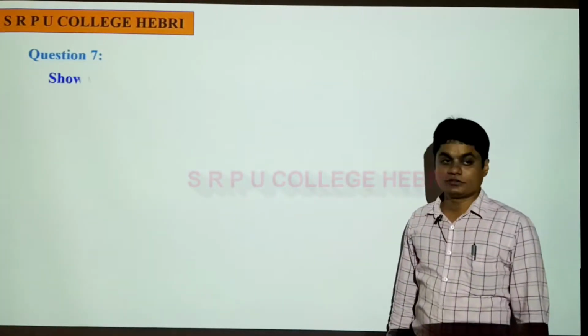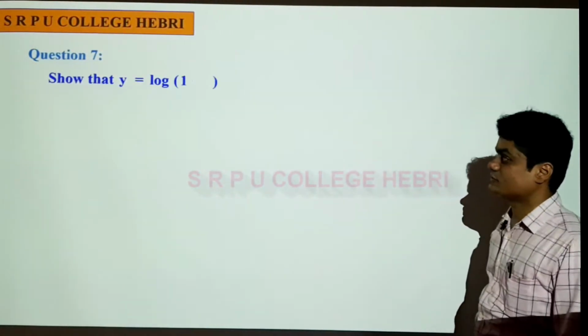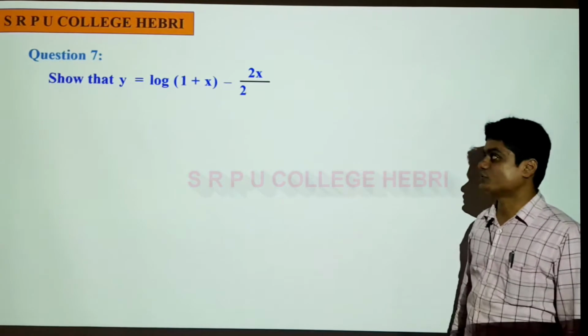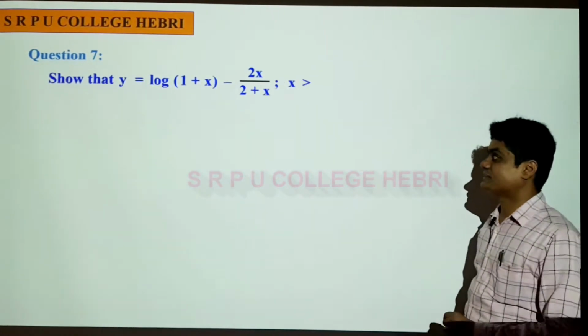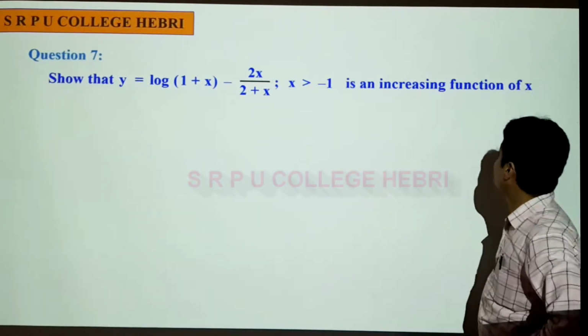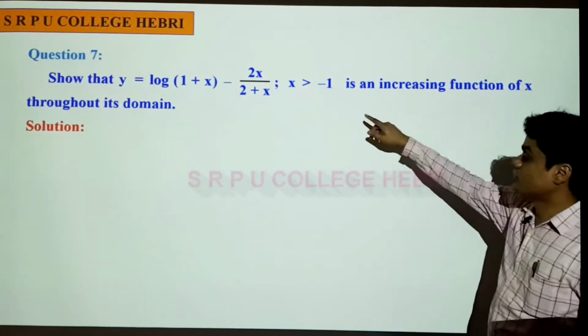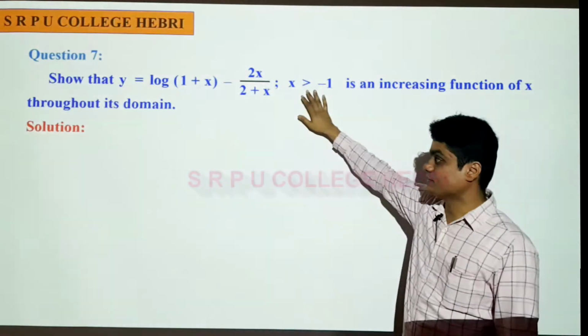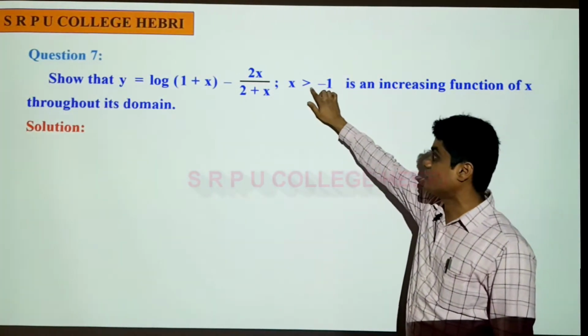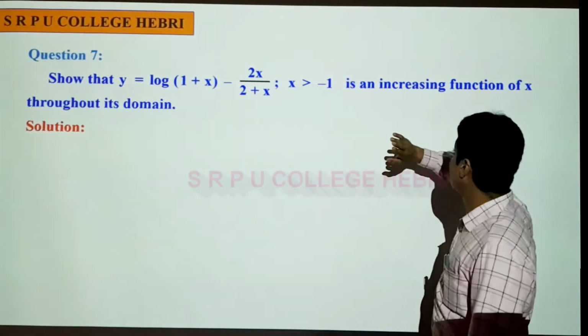So next, question number 7. Show that y is equal to log of 1 plus x minus 2x by 2 plus x, where x is greater than minus 1, is an increasing function of x throughout its domain. What is the domain here? Domain is x greater than minus 1. We have to prove that this function is increasing for all its domain.